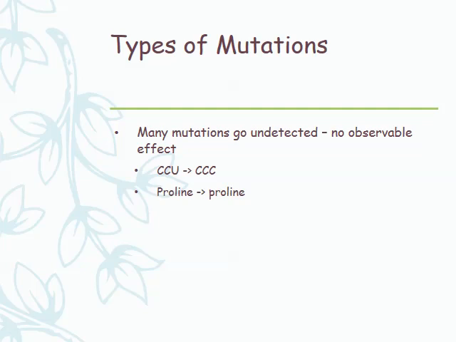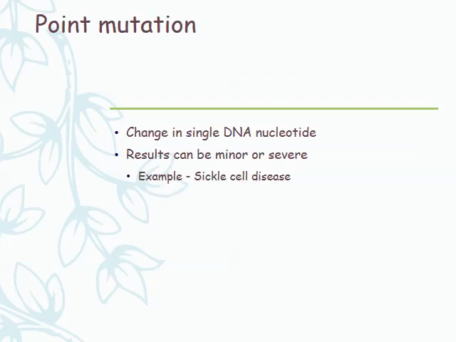For example, if there is a mutation in our DNA sequence that caused the messenger RNA, instead of being CCU to be CCC, in both cases the amino acid proline is selected, so there wouldn't be any observable effect of this change. Sometimes, however, a change in one DNA nucleotide can cause a rather severe genetic disorder.